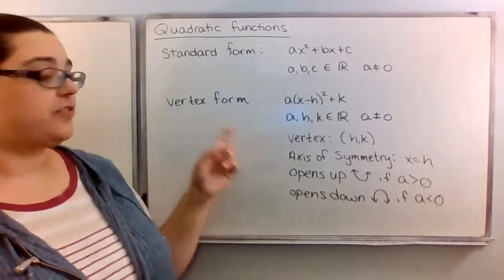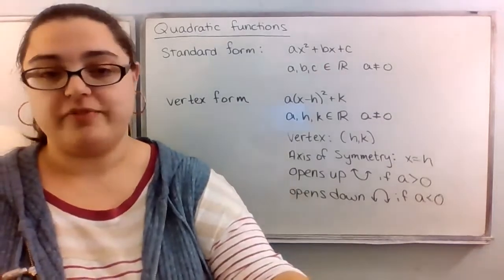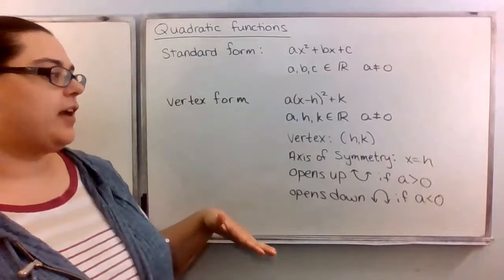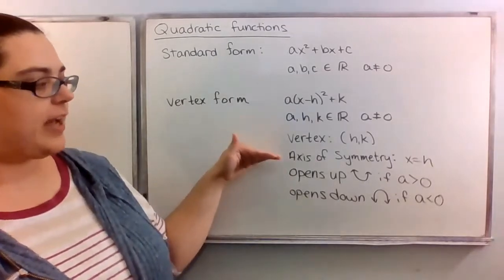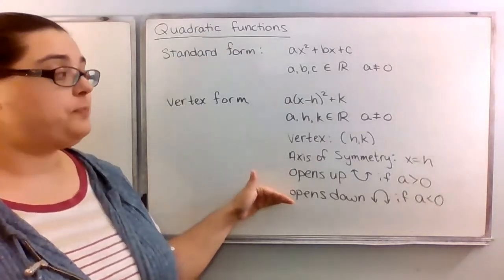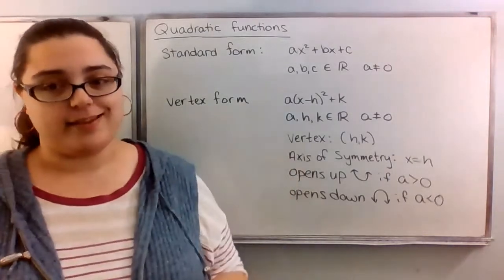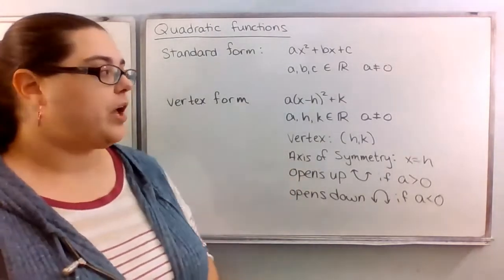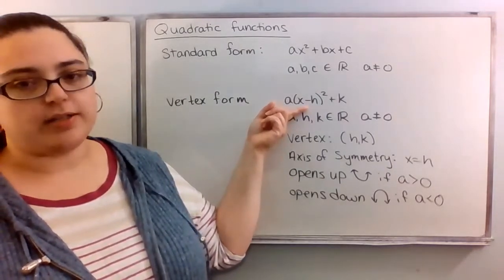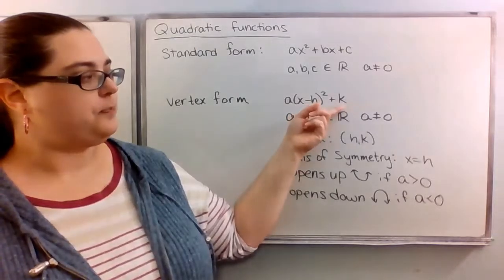Instead, vertex form can be viewed as very helpful. The vertex form is going to tell us the vertex, the axis of symmetry, and the direction that our parabola is going to open, just by looking at the form of the equation. So vertex form is a times (x minus h) quantity squared plus k.